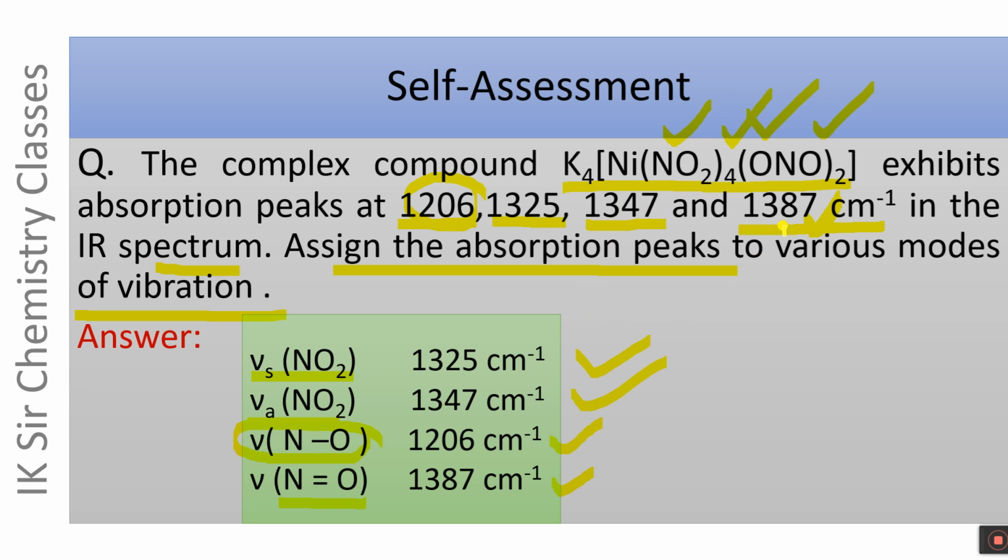The absorption band at the highest wave number is due to stretching of N double bond O. The absorption band at the lowest wave number is due to stretching of N single bond O, while the absorption band at 1325 centimeter inverse is due to symmetric stretching of NO2 group, and the absorption band at 1347 centimeter inverse is due to asymmetric stretching of NO2 group.